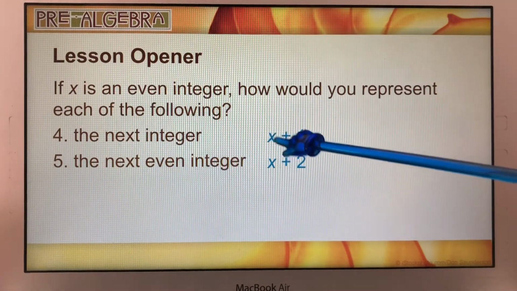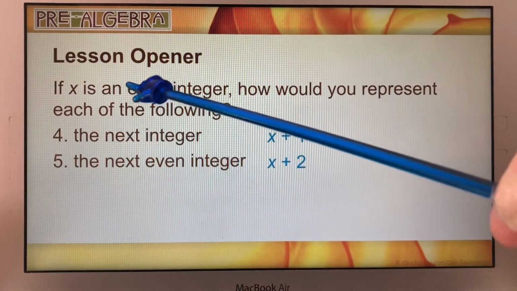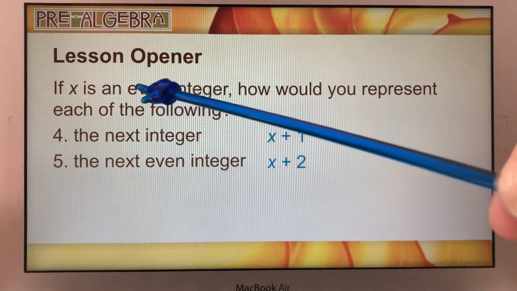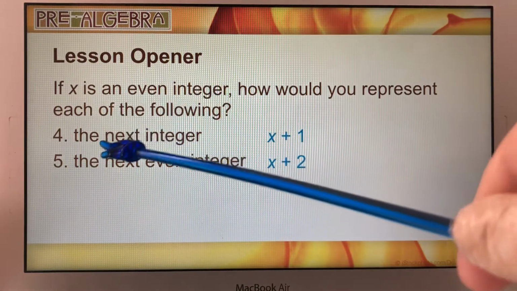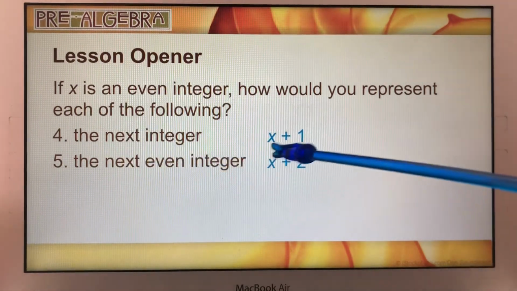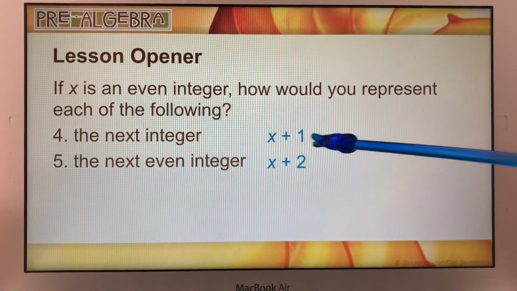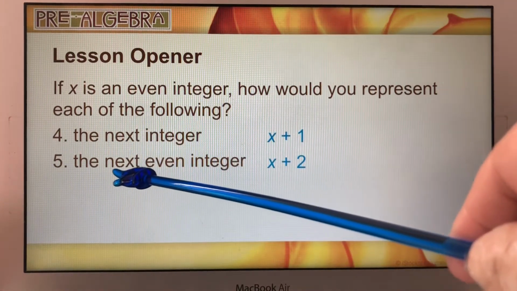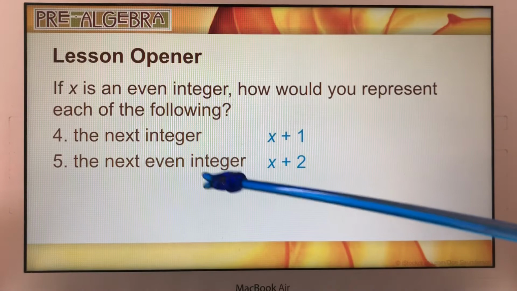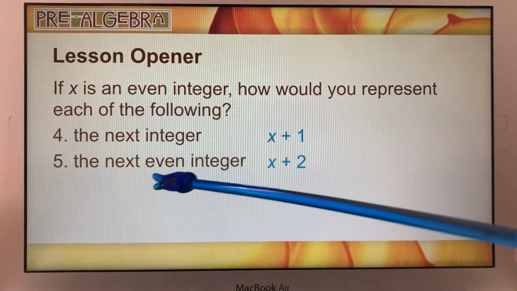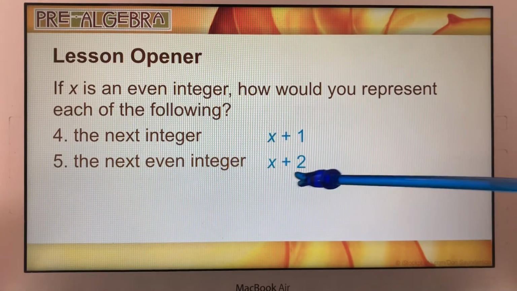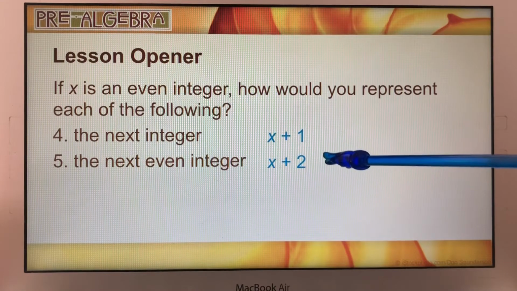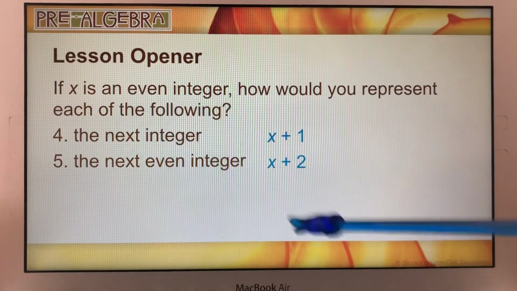So let's say, for example, our even integer is the number 6. The very next integer is going to be 7. 6 plus 1 equals 7. But if we want the next even integer, so from 6, we have to add 6 plus 2, and that's going to give us the next even integer, which is 8.